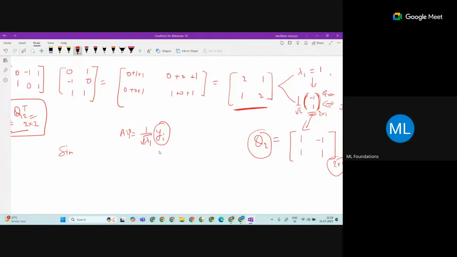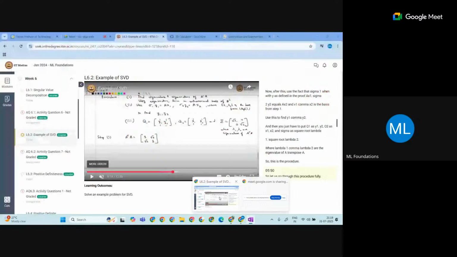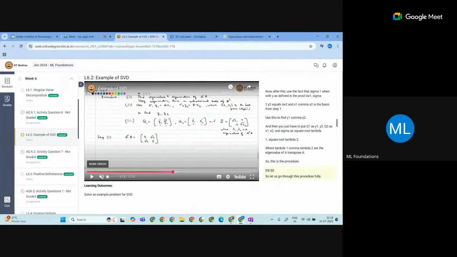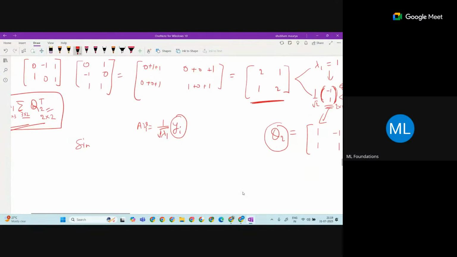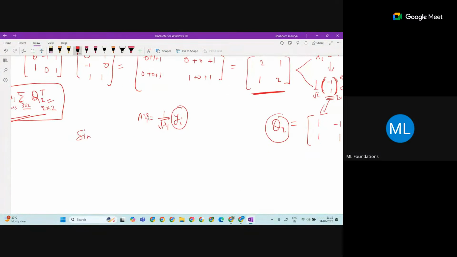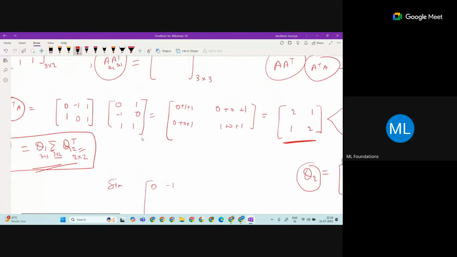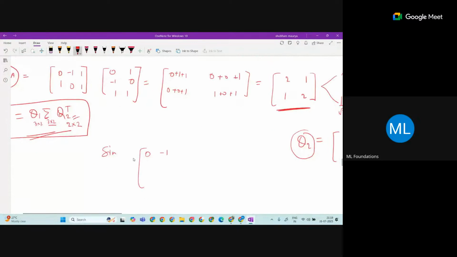Now let's follow this to find the singular value. The singular value is nothing but 1 upon lambda. Now let's find y1, y2, and the next one. So let's do it here. We have to follow it. Our matrix is 0, 1, minus 1, 0, and 1, 1.